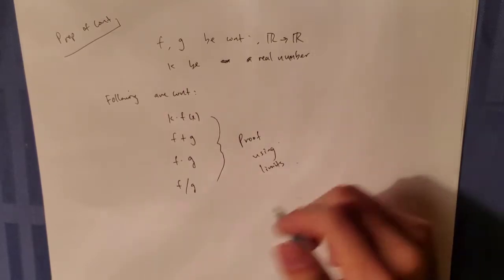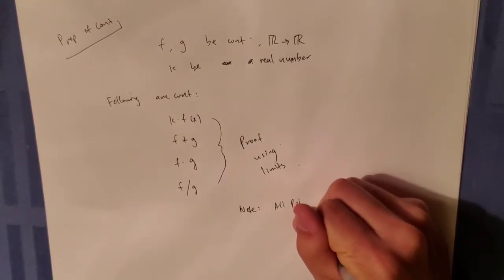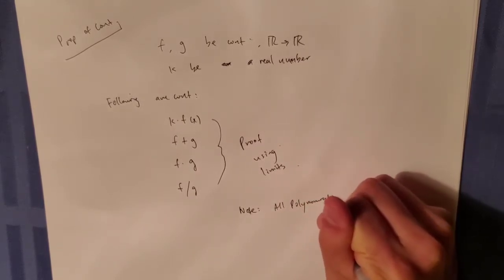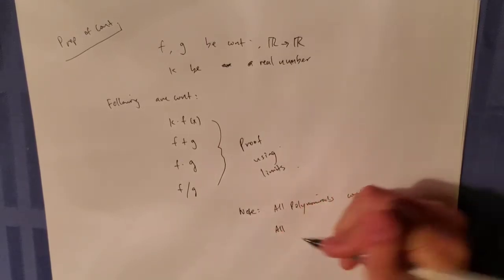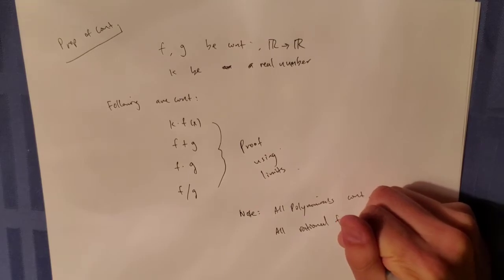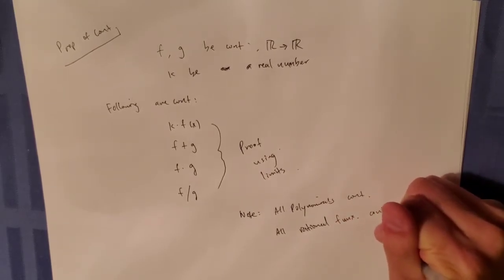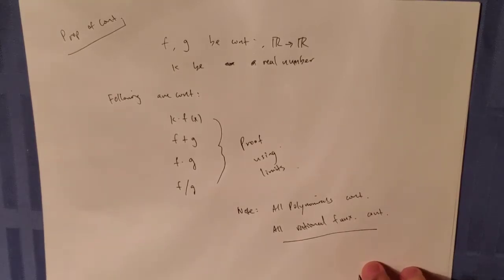So, another important thing to note is, therefore, all polynomials are continuous and all rational functions are continuous. That's important, and we'll be using that later on.